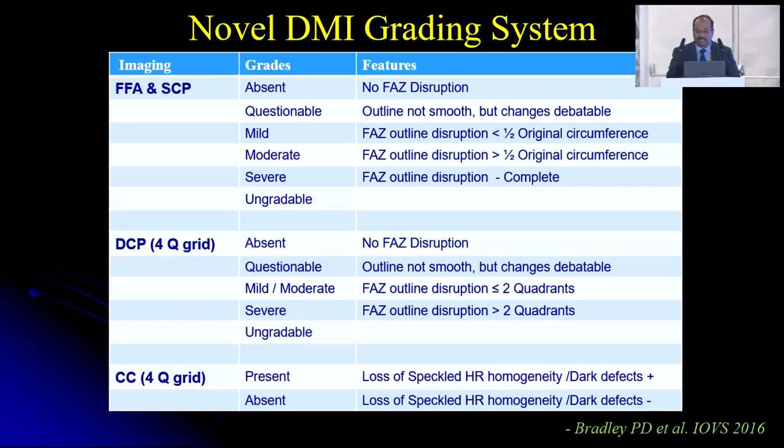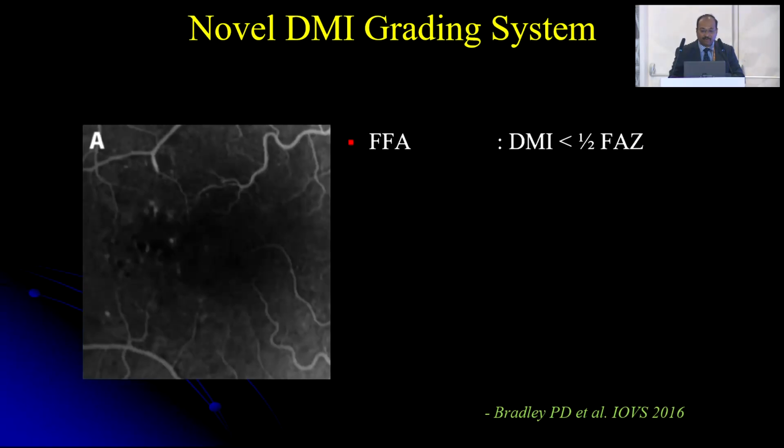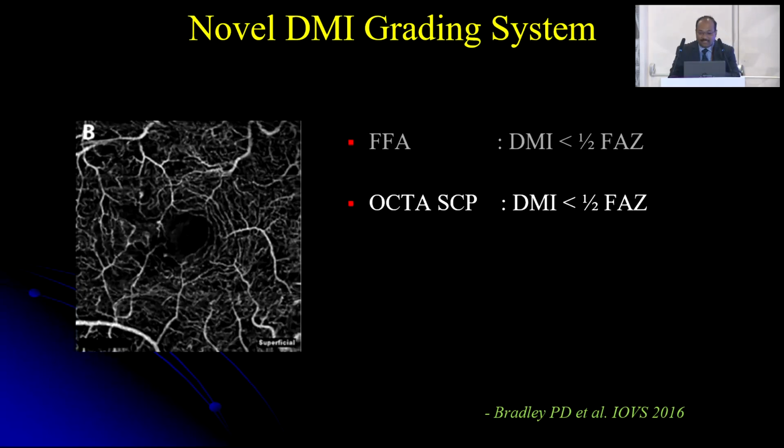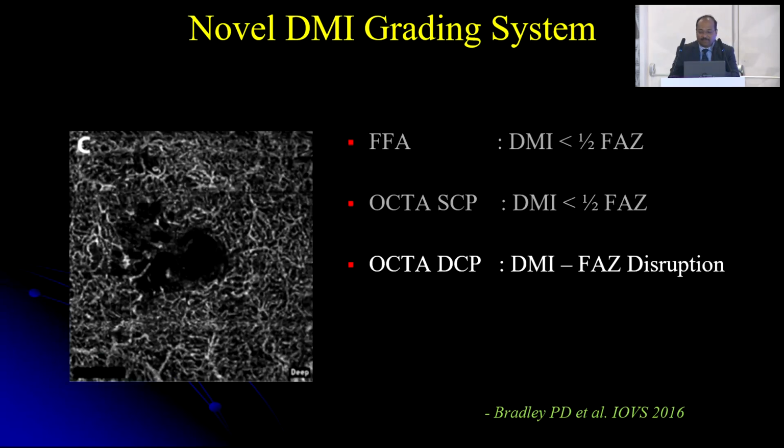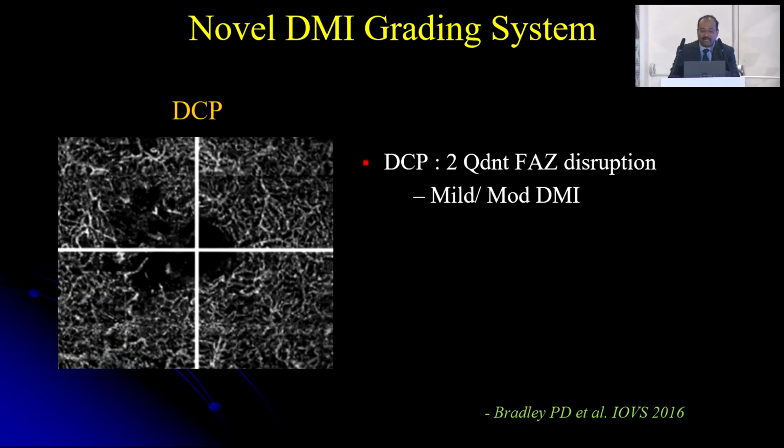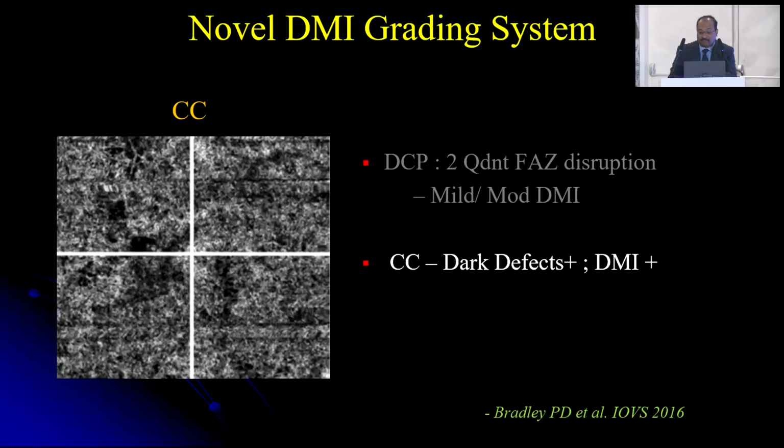It was a plus or minus: dark defects plus, loss of HR homogeneity minus. Just an example from there where they found FFA here, for example, DMI less than half phase, and DMI less than half. So this was just an example where they show here the DCP: there was a 2-quadrant phase disruption, mild to moderate DMI, choriocapillaris dark defects with DMI present.